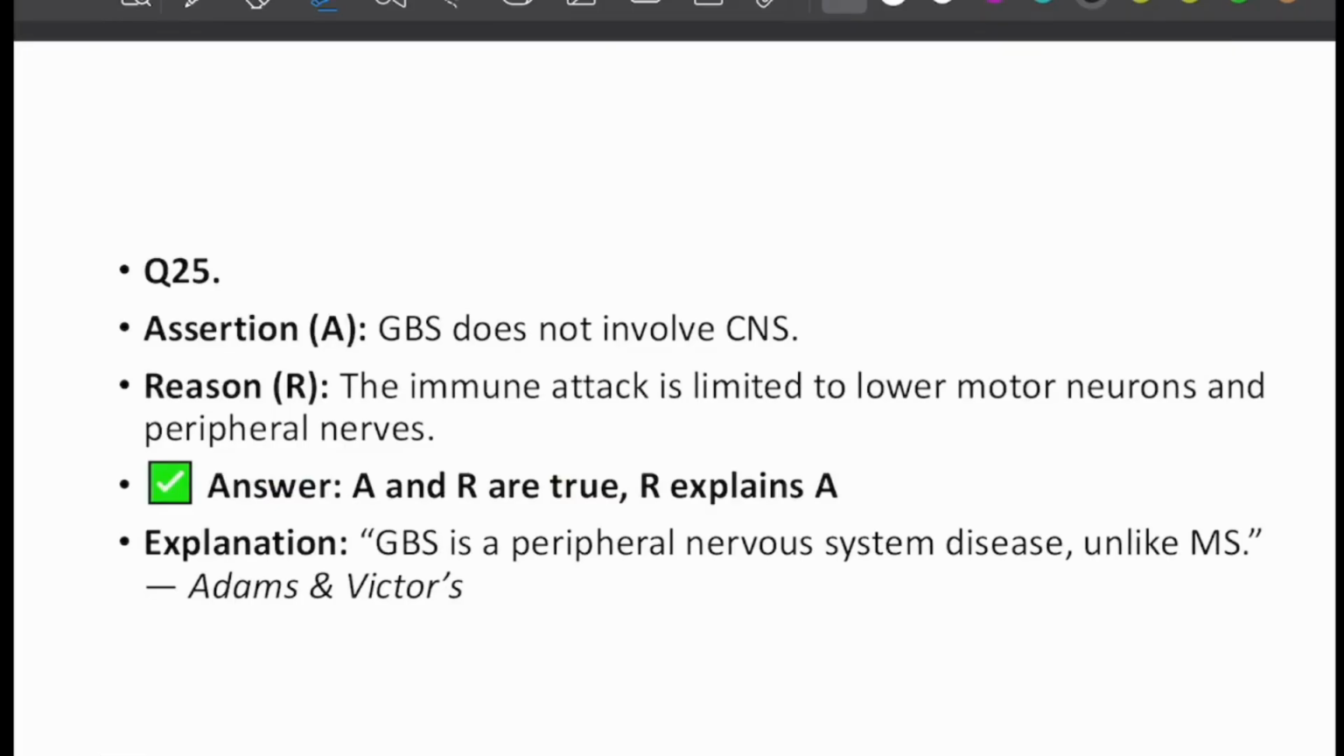GBS does not involve the CNS. The immune attack is limited to lower motor neurons and peripheral nerves. Again, GBS is a peripheral nervous system disease unlike MS. So this is an important thing to remember here. There is an immunological attack on the peripheral nervous system mainly, whereas in multiple sclerosis it is the central nervous system.